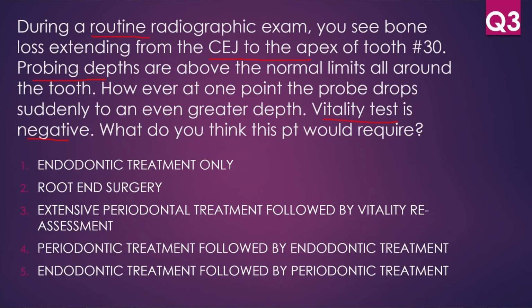Now look at these options: endodontic treatment only, root end surgery, extensive periodontal treatment followed by vitality reassessment, periodontal therapy followed by endodontic therapy, endodontic therapy followed by periodontal therapy. When you see options like these, you check what the bone loss is pointing to and what the perio condition is pointing to. The bone loss is extending from the CEJ to the apex of tooth number 30. When it is from the CEJ, that means there is a periodontal involvement. When the bone loss is from the apical area, then there is endo involvement.